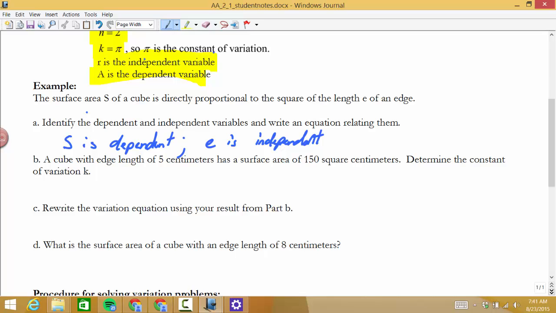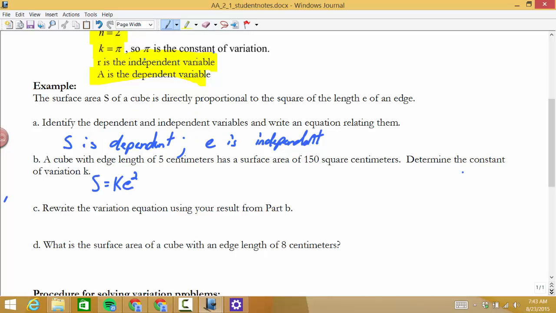Part B says for a cube with a length of 5 centimeters and a surface area of 150 square centimeters, determine the constant of variation. So what we now know is an ordered pair that satisfies our variation equation. What we need to figure out is the constant of variation. So we're going to substitute 5 in for E, and 150 in for S, after we write a general formula involving those two.